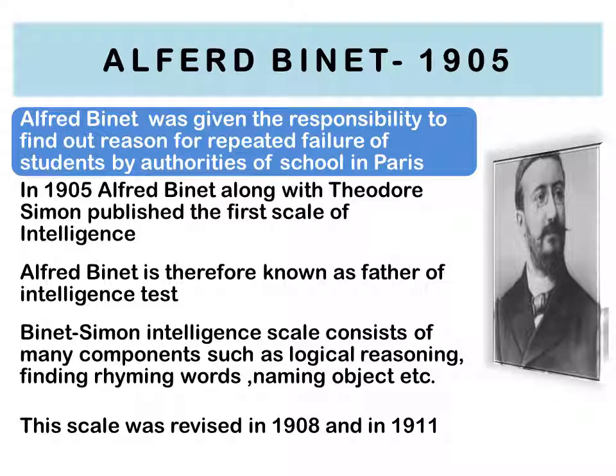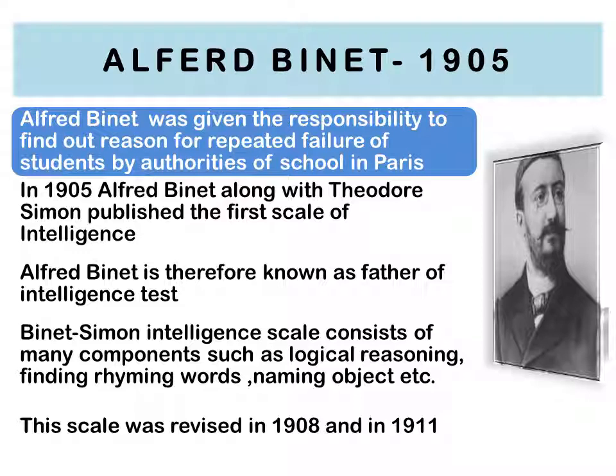Alfred Binet. First, Alfred Binet was given the responsibility by the school authorities in Paris to find out the reason for repeated failures of students in the exam. Second, in 1905, Alfred Binet along with Theodore Simon published the first scale of intelligence. Third, Alfred Binet is known as the father of the intelligence test. Fourth, the Binet-Simon intelligence scale consists of many components such as logical reasoning, finding rhyming words, naming objects, etc. Fifth, this scale was revised in 1908 and in 1911.